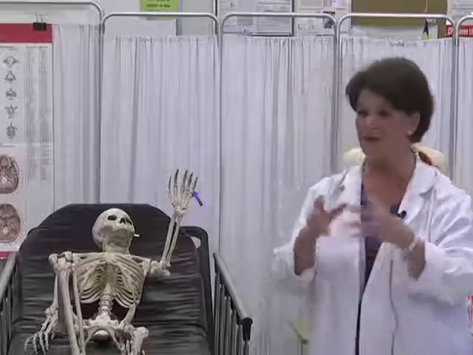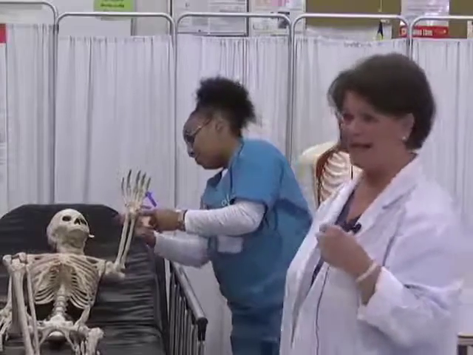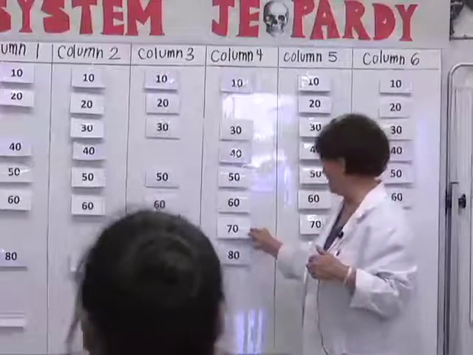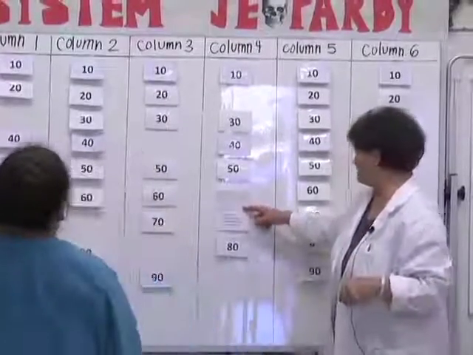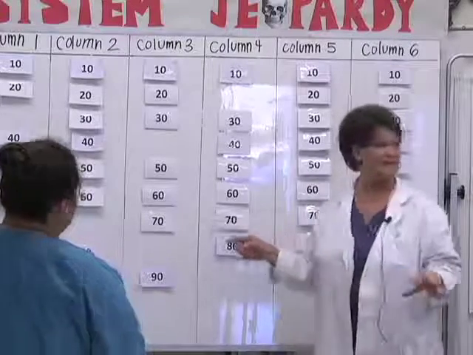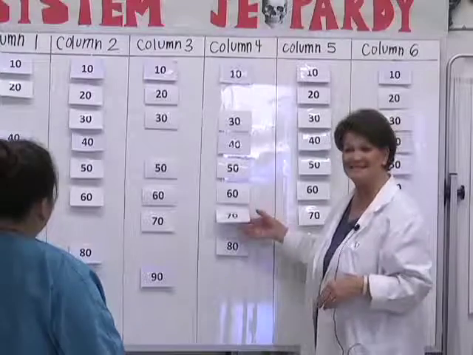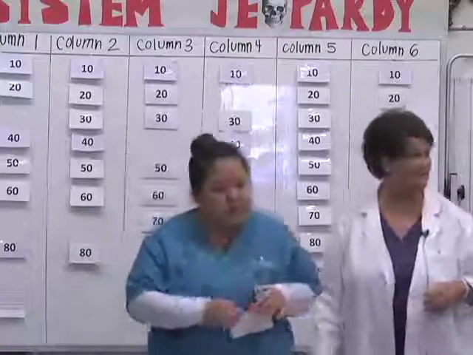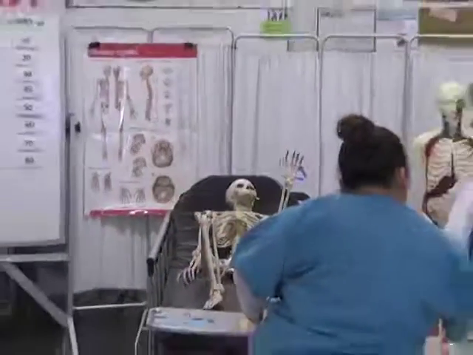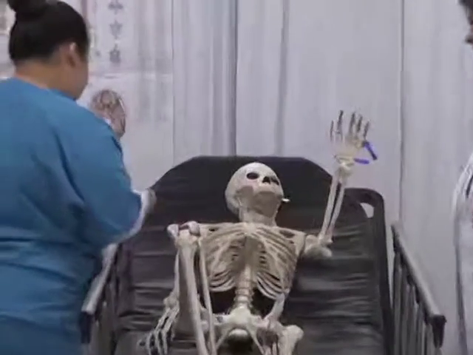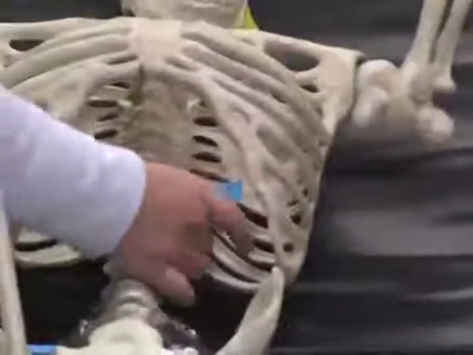Very good. Seema, who in your group? Column 4 for 70. How many bones are in the vertebrae column for an adult? For an adult. 26. She says 26. We studied that. 26. Good job. All right. You're all doing your homework. 26. Very good. Nice. All right. Now, where would that be? Look at that. Very good.